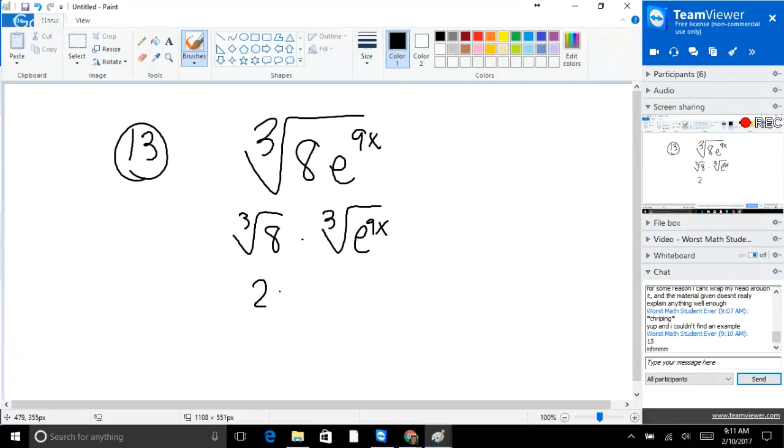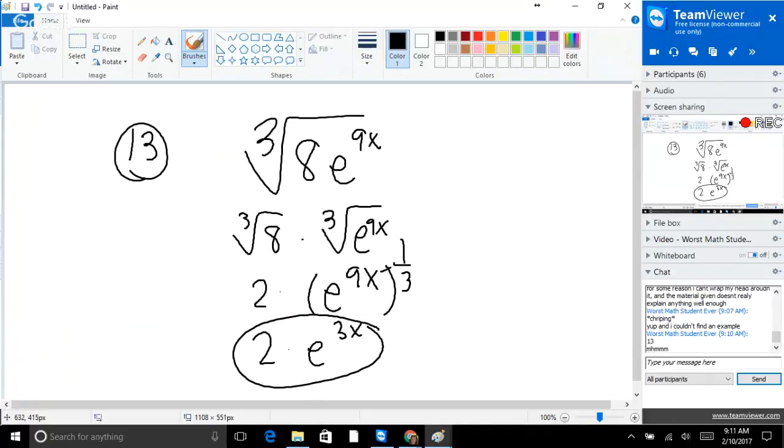And then the cube root of e to the 9x power, let's rewrite that in our other form because I think that's easier. So it's e to the 9x power to the 1/3 power. Remember, we can write the cube root as 1/3, the square root is 1/2. So now we're just going to multiply 9x times 1/3. So it's going to be 2 times e to the 9x times 1/3, which just leaves us with 3x. So that's how we would do 13.